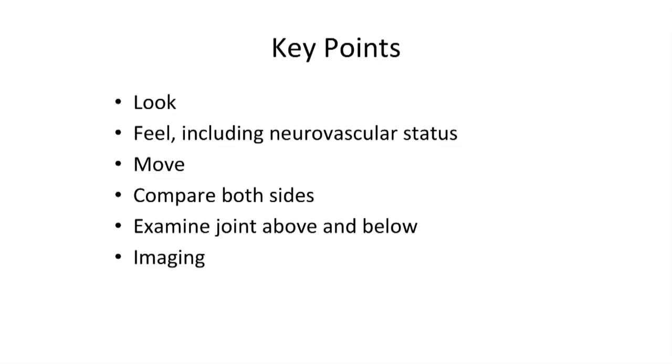The key points to remember when examining the hip are to first look at the joint with the patient standing, walking, and lying down. Examine the neurovascular status of both limbs and feel over the greater trochanter. Determine the range of movement at the joint. Always remember to compare one side with the other and watch the patient's face to avoid causing further pain. To complete examination of the hip, the lumbar spine and knee should also be examined. If pathology is detected, appropriate imaging should be requested.